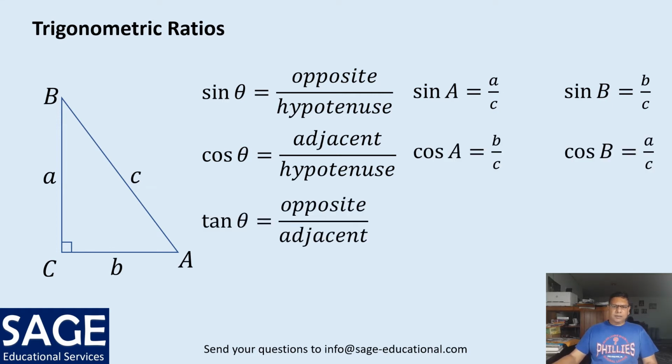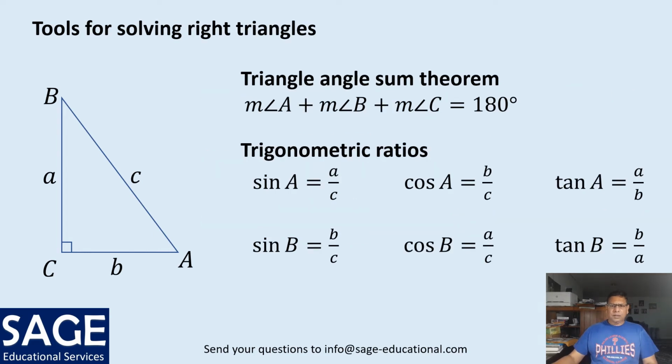The third trig ratio is tangent of an angle, which is equal to opposite over adjacent. For angle A, the opposite is side A and the adjacent is side B. Similarly for angle B, the opposite is side B and the adjacent side is side A. These are the three trig ratios that we will use for solving right triangles. So here is a summary of our tools: the triangle angle sum and the trigonometric ratios that we can use to solve right triangles.